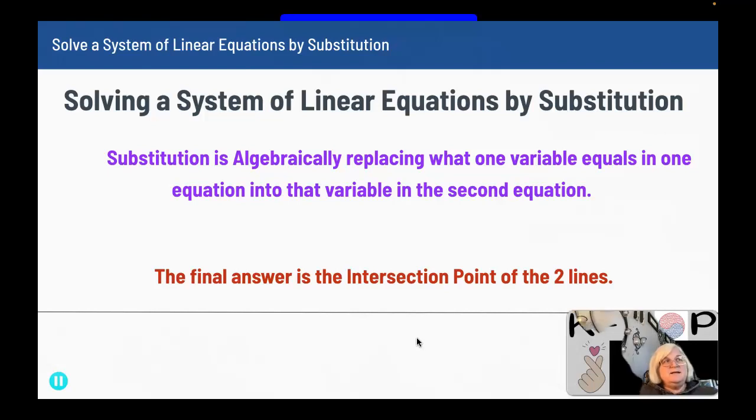In summary, solving a system of linear equations by substitution. Substitution is algebraically replacing what one variable equals in one equation into that variable in the second equation. The final answer is the intersection point of the two lines.